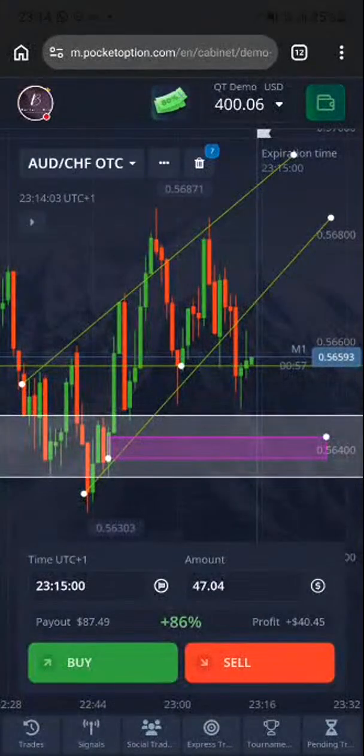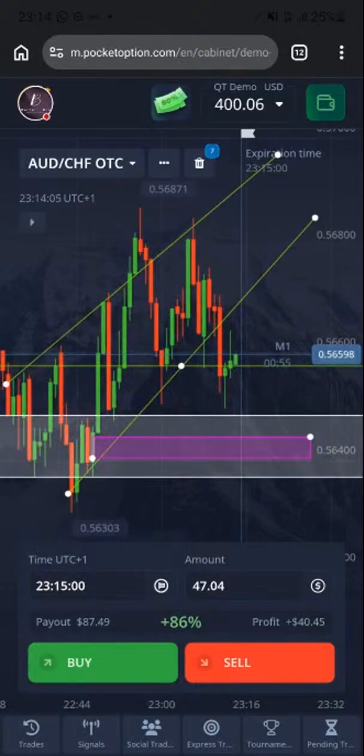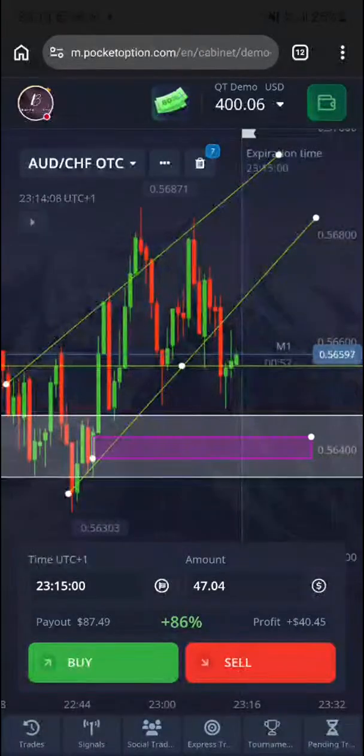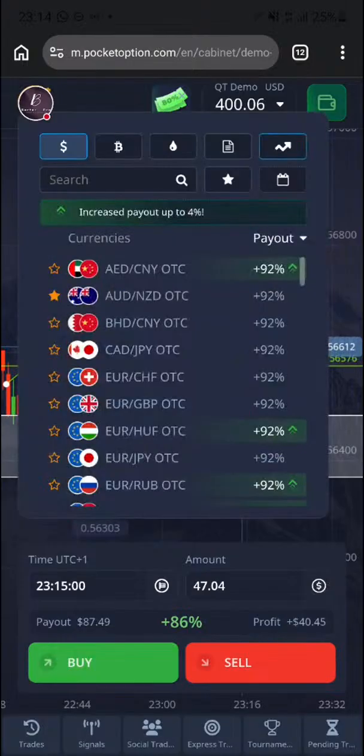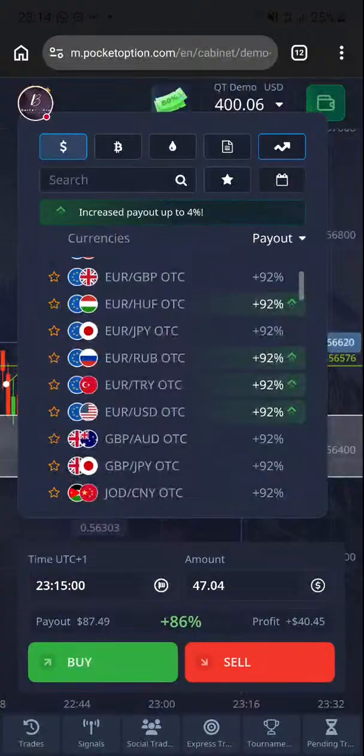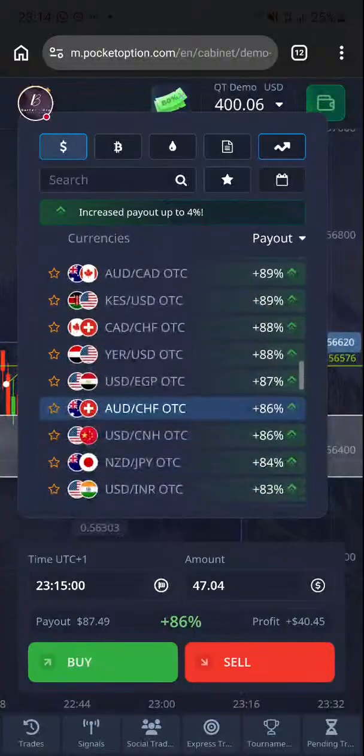Hmm. I can't see any opportunity here yet. We have an entry down here. But I know that the market movement is still with buyers, so we should just be careful.